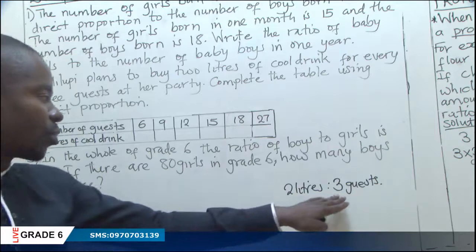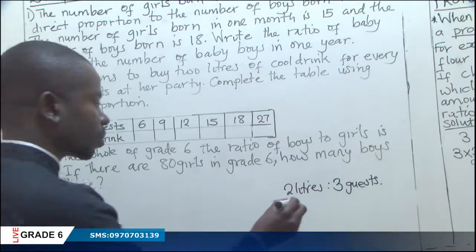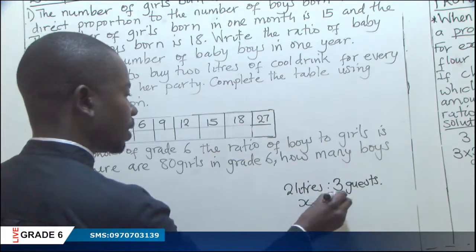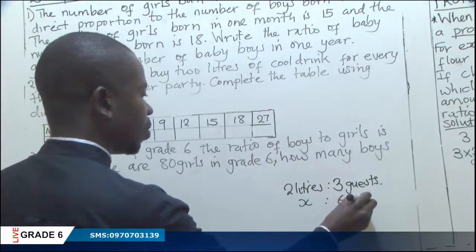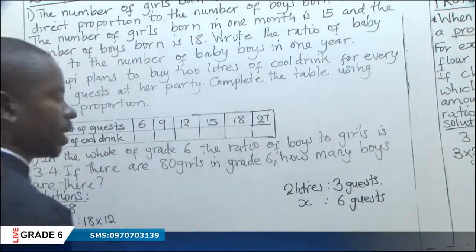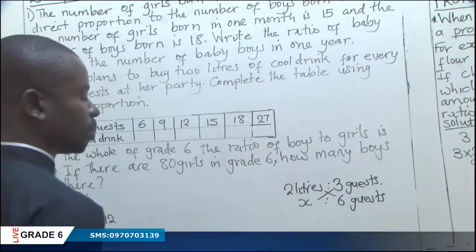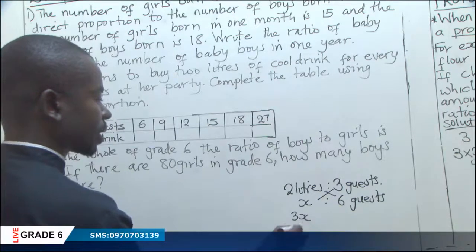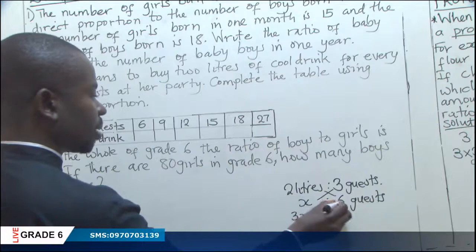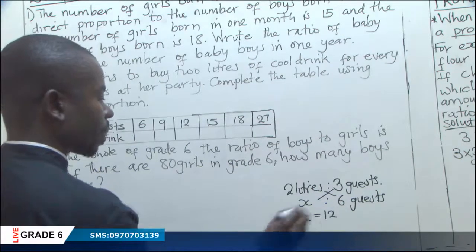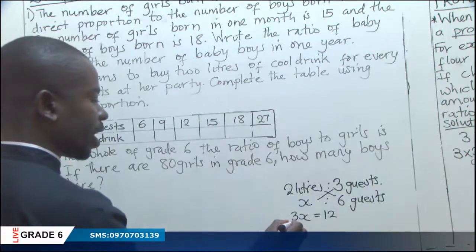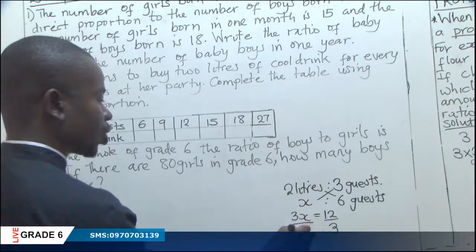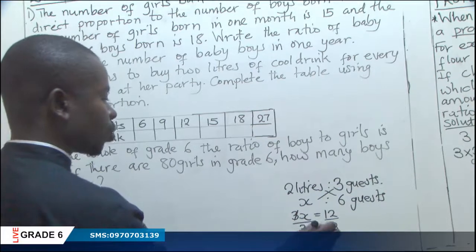So 2 liters is for 3 guests, meaning that there we can even put X for 6 guests. Then we can cross multiply like that. 3 times X, boys and girls, is 3X equals 2 times 6, which is 12. Then we can divide now, by 3. There we divide by 3.